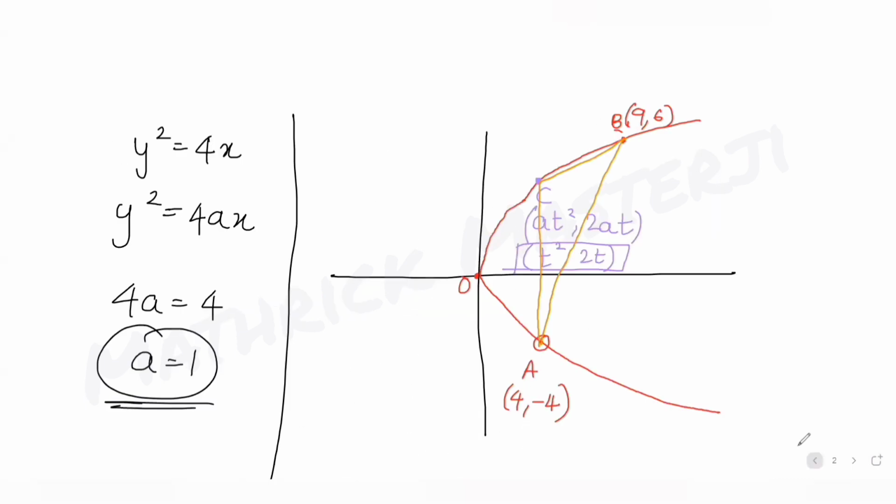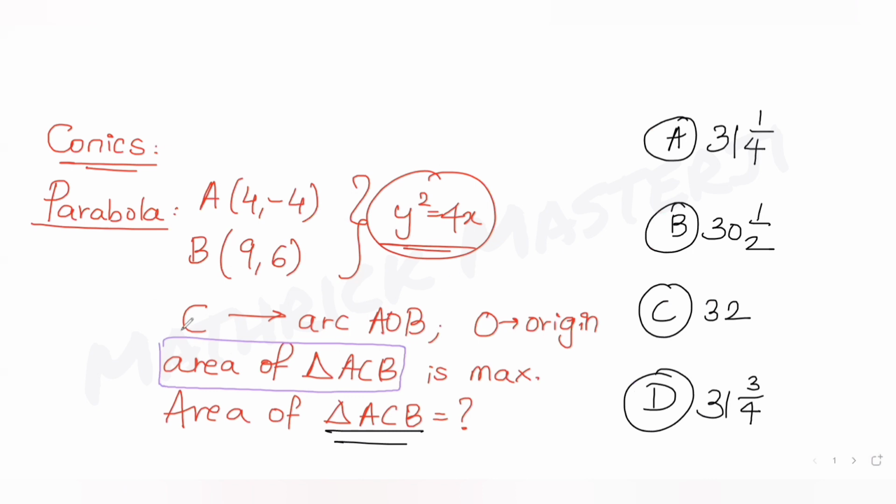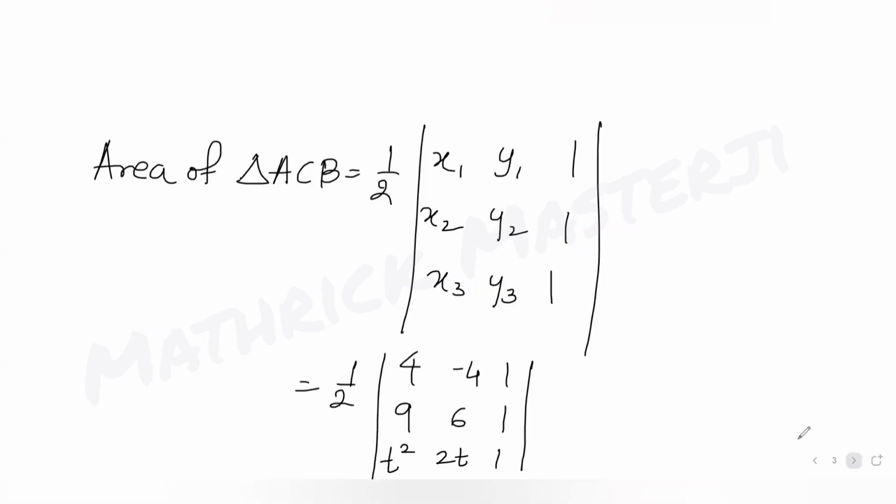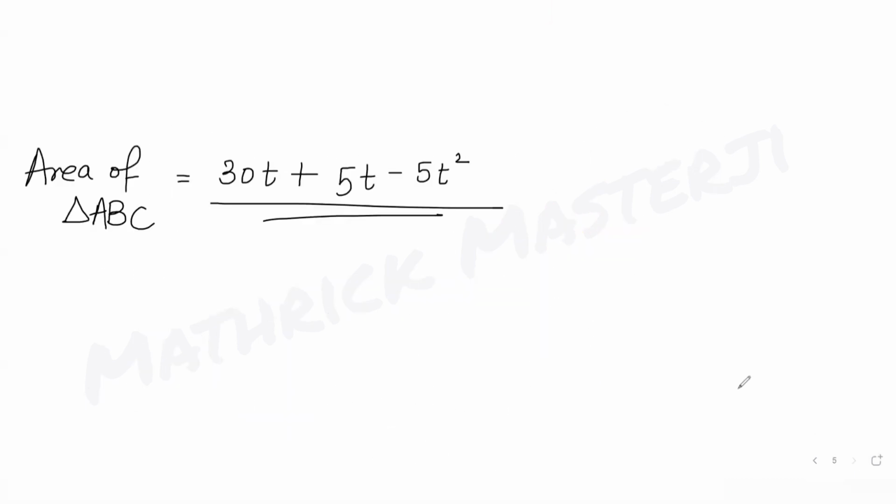Now what we have been asked is, you need to find such a coordinate for C so that the area of triangle ACB becomes maximum. And we also need to find the area of triangle ABC. So if I try to solve this, I use the idea of maxima and minima from applications of derivatives. So if I take the derivative of this area with respect to t and equate it with 0.